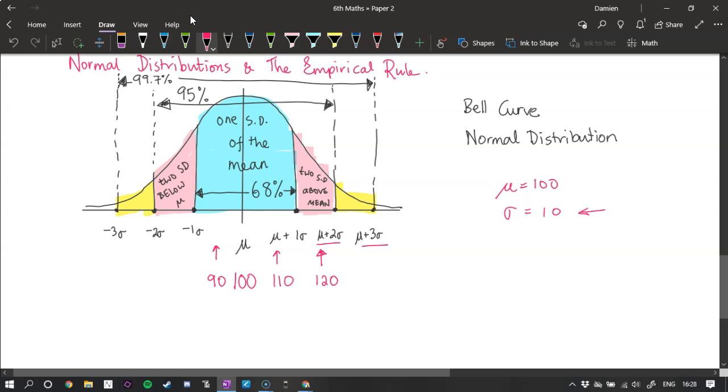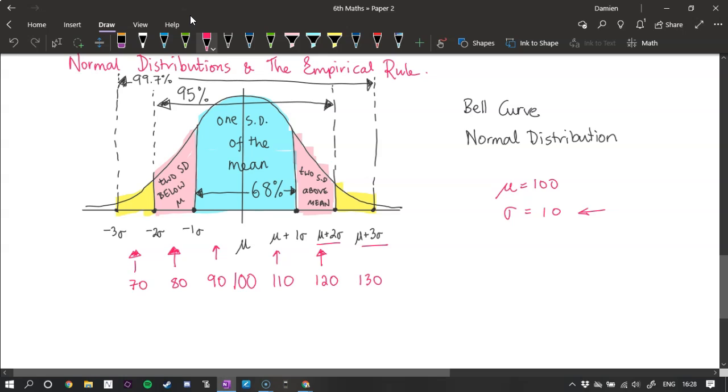The next one, your mean plus 3 standard deviations, is going to be your mean plus 30. So this will be 130. And the same thing applies at the other end. So this is 90. This one here is going to be your mean minus 2 standard deviations, which is 80. And then the next one is 70.